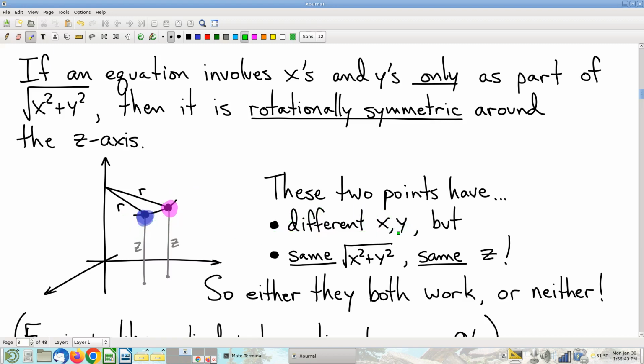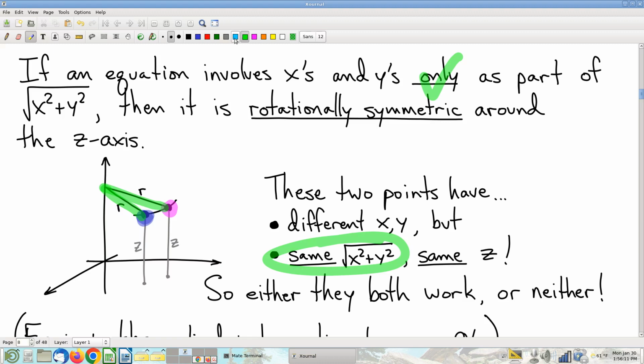But because of this rotation, the distance to the z-axis for the first point and the distance to the z-axis for the second point, same distance. It's a rotation around the z-axis. So those distances are the same, which means that the square root of x squared plus y squared for these 2 points, same. And that's the only way that x and y show up in this equation.